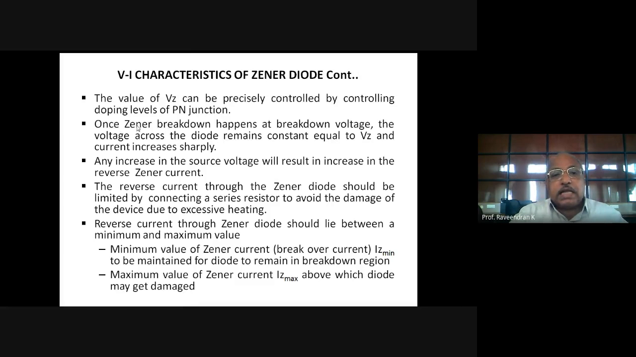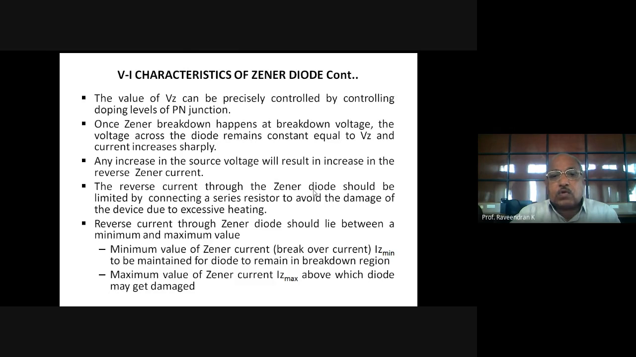Once the Zener breakdown happens at the breakdown voltage, the voltage across the diode remains constant, equal to VZ, and the current increases faster. Any increase in the source voltage will result in an increase in the reverse current. If you try to increase the voltage, the voltage across the Zener will be constant. It will be made constant. But the current will be increased because you are applying more source voltage in the reverse bias condition.